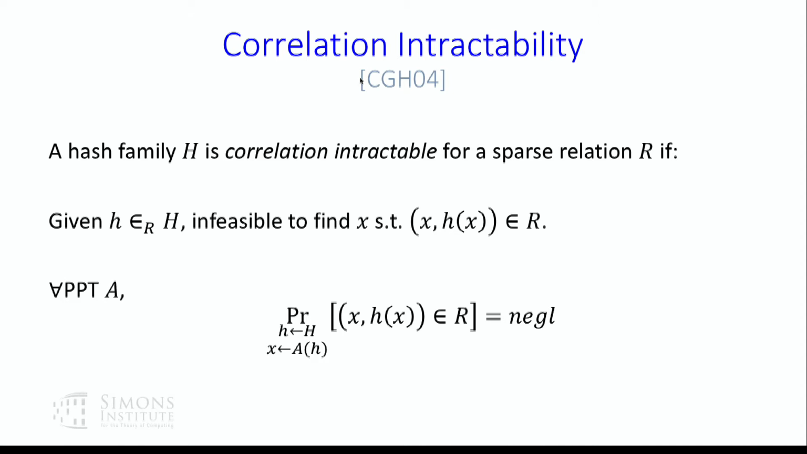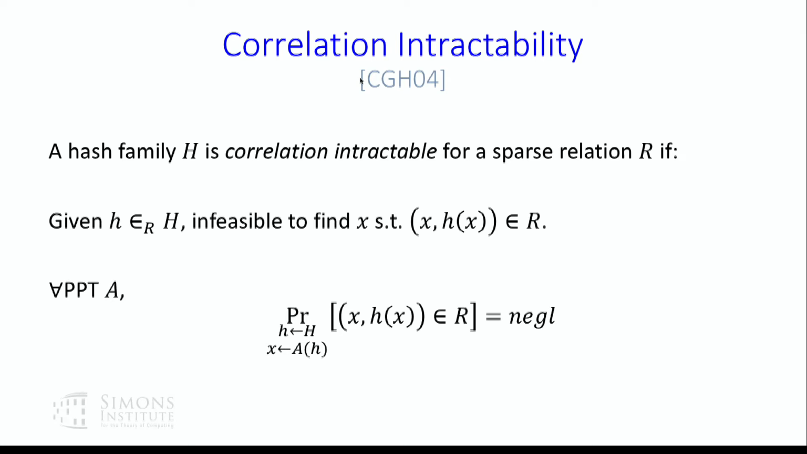And note that I said that we have a sparse relation. By sparse, I mean that for every x, there are very few y which satisfy the relation along with x, which translates to saying that random oracles are correlation intractable. That's what sparsity guarantees you.